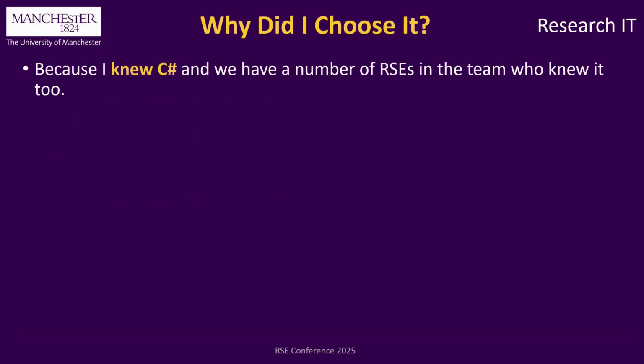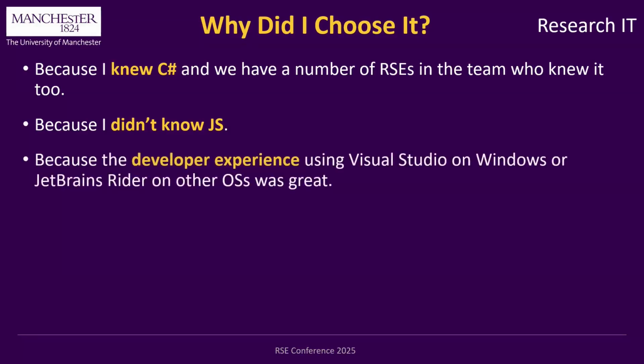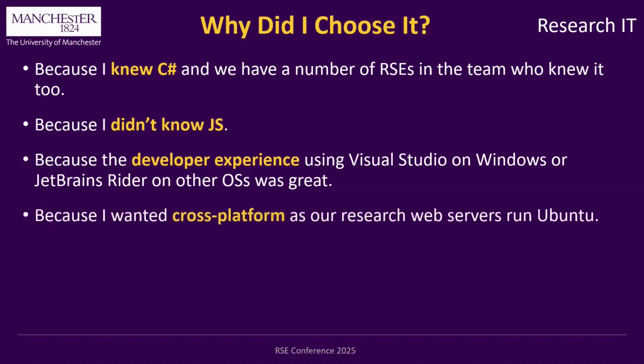So why did I choose it? Well, it's simple, really. I knew C#, and we had a bunch of people in the team that also knew C# and had experience in .NET. So it seemed to make a lot of sense. You can write it quickly, you don't have to learn anything, and you've got people that can help you do it. I didn't know JS, so I thought, well, most web stuff requires JavaScript. I'm not going to learn that, I don't have time. And actually, the developer experience, even if you're on Windows or any other OS, is pretty good. It's quite mature, the tooling is solid, so why wouldn't I choose it?